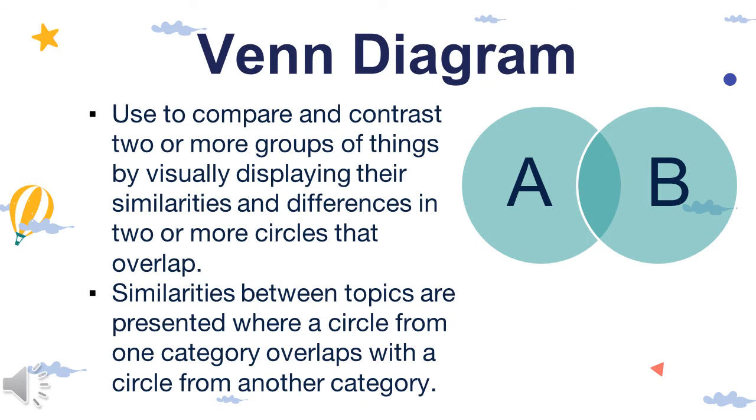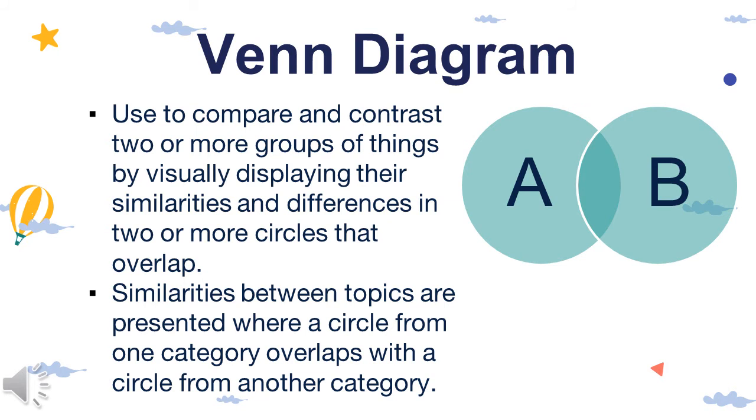Okay, class, so let's proceed to the next kind of graphic organizer, which is what we call the Venn diagram. Here, class, we typically use a Venn diagram whenever we compare and contrast two or more groups of things by visually displaying their similarities and their differences in two or more circles that overlap. Similarities between the topics are presented where a circle from one category overlaps, which is in the middle, with a circle from another category. The differences, of course, will be placed on the separate wings of the two circles.